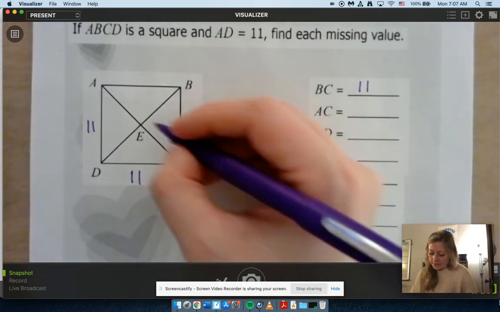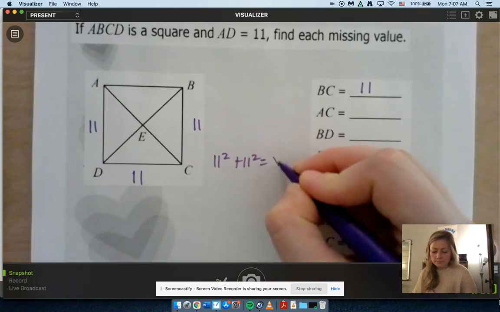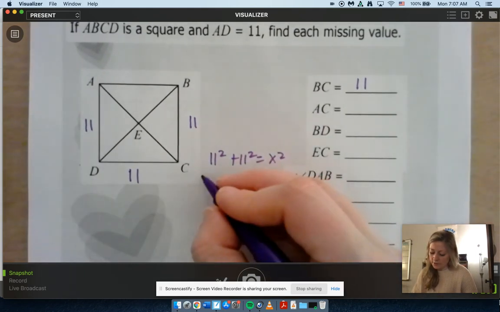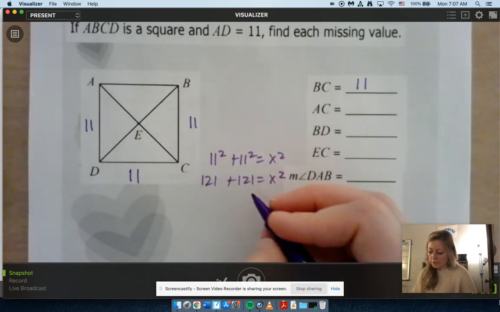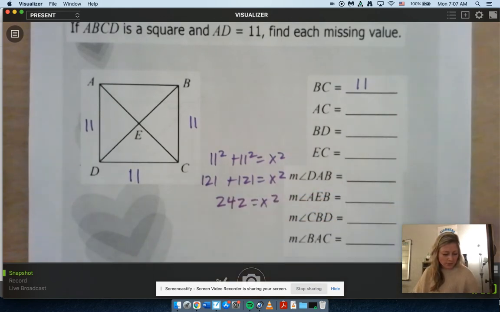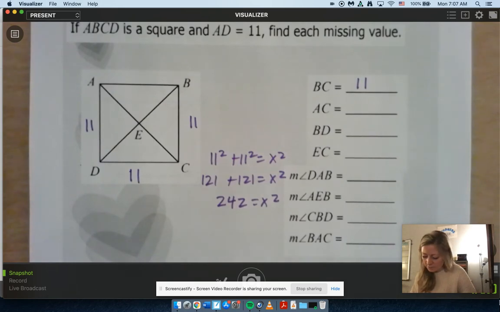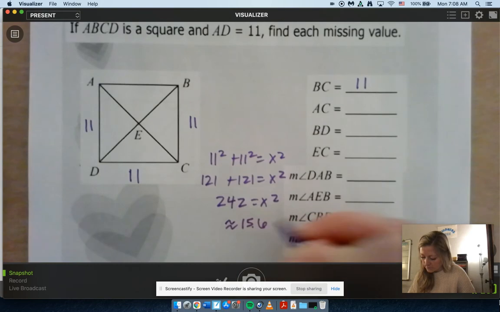So we could say 11 squared plus 11 squared equals x squared. 11 squared is 121. 121 plus 121 is 242. Square root of 242. I don't know that one off the top of my head. My notes aren't there. 15.56, so we can say approximately 15.6. So that's AC.